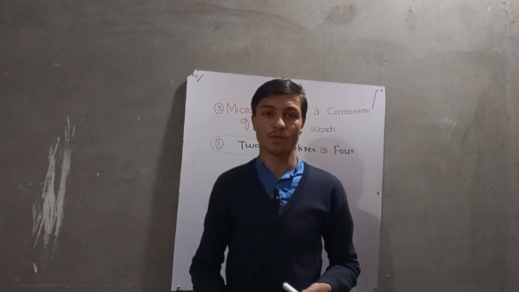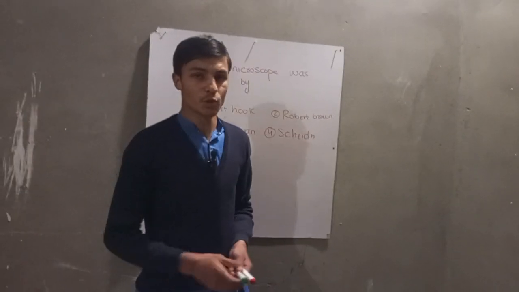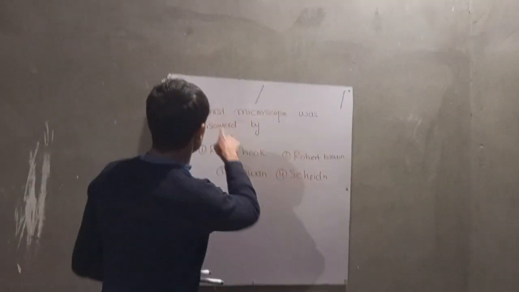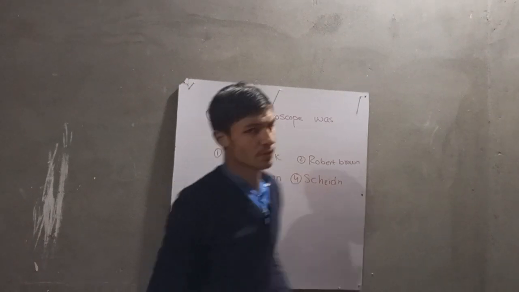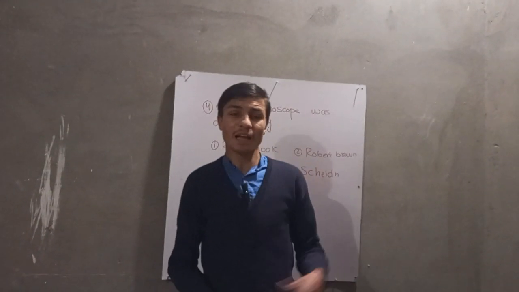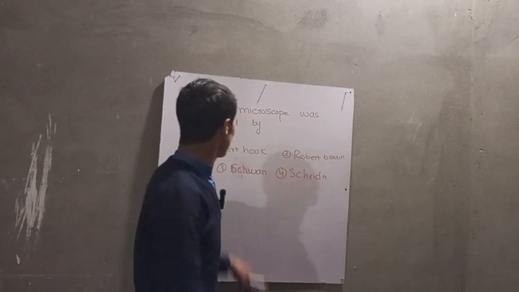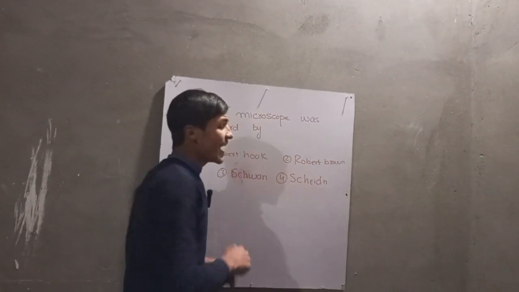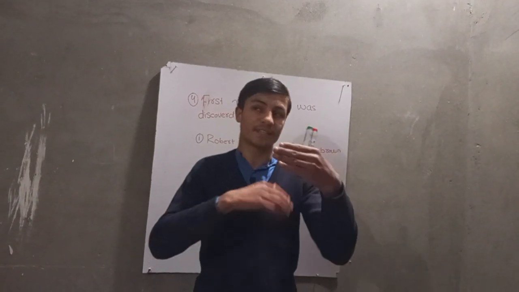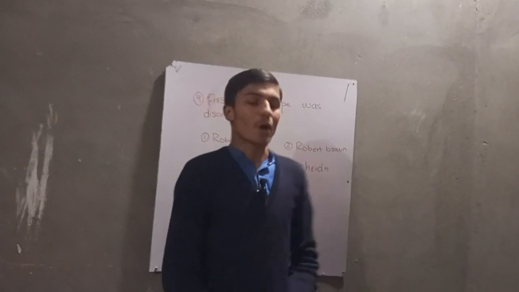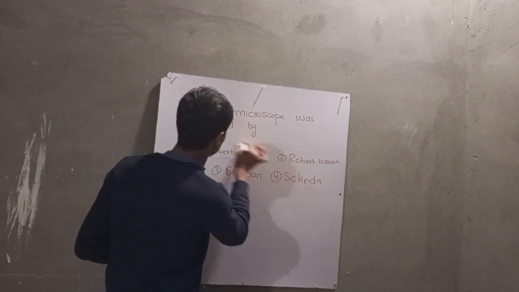Now let's come to MCQ number 4: the first microscope was discovered by. It is simple, we already learned in class 9th that the first microscope was discovered by Robert Hooke in 1665, along with the discovery of the cell. So for MCQ number 4, the correct option is Robert Hooke.